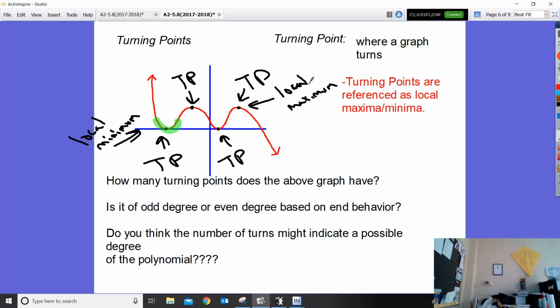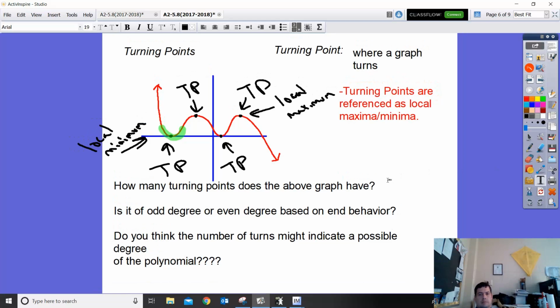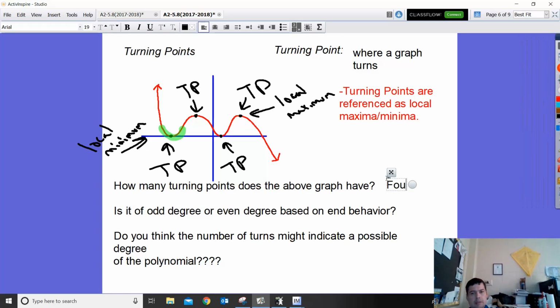Because in that region of space, that's the high point. You guys are already familiar with maximums. Should be. We've used that function numerous times on the calculator. All right. So you guys said that this thing had 4 turning points. I agreed with that. It had 4.